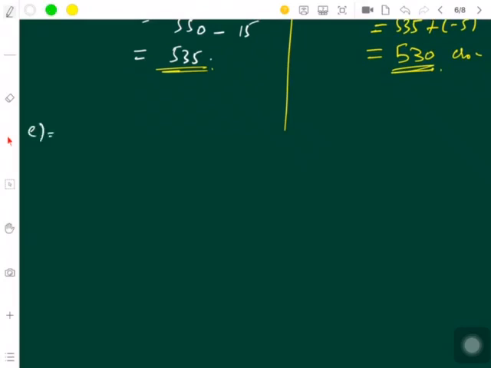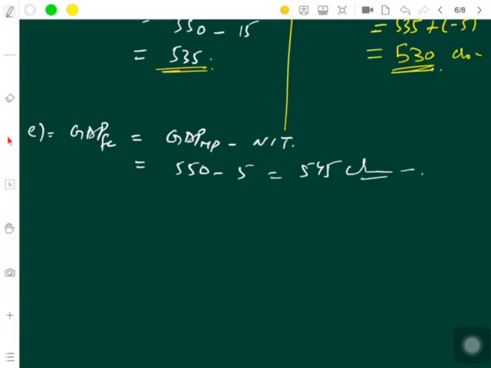GDP at FC will be our first. We are already done with GDP at MP. GDP at MP minus NIT will be, which is equal to 550 minus 5 is equal to 545 crore. Done. Your next is your GNP at FC, which will be equal to now this 545.